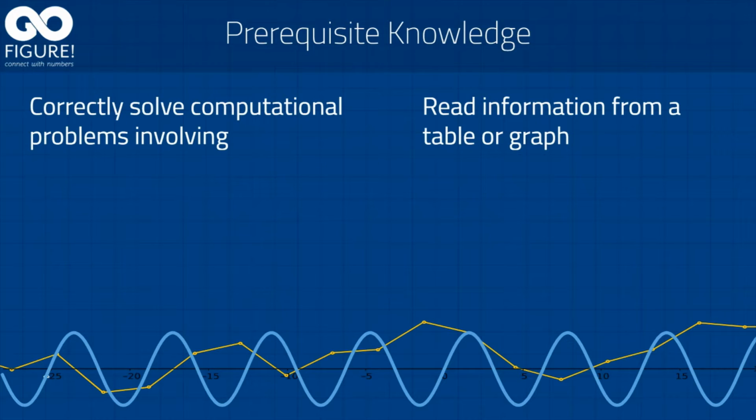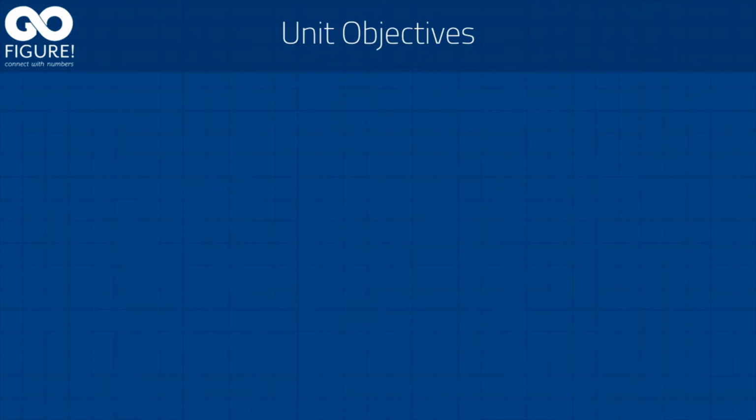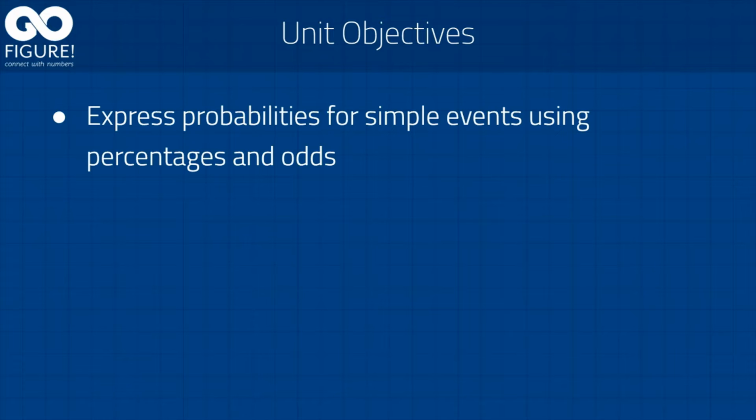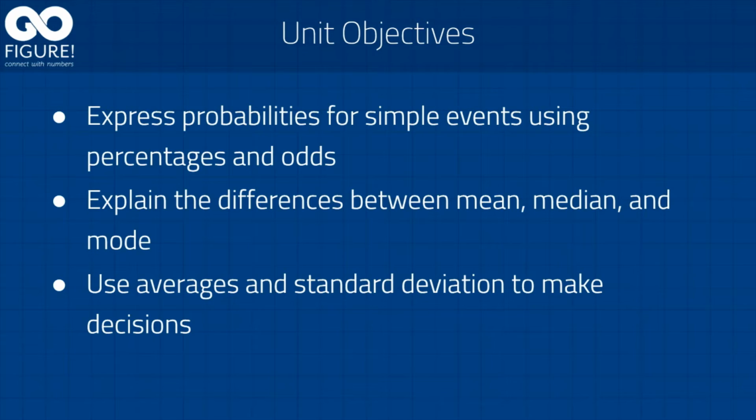The prerequisite knowledge that you're going to need in this unit is how to correctly solve computational problems involving percentages, fractions, and decimals. It's also going to be helpful if you remember how to read information from a table or a graph. The unit objectives are to express probabilities for simple events using percentages and odds, explain the difference between the mean, the median, and the mode, and use averages and standard deviations to make decisions.